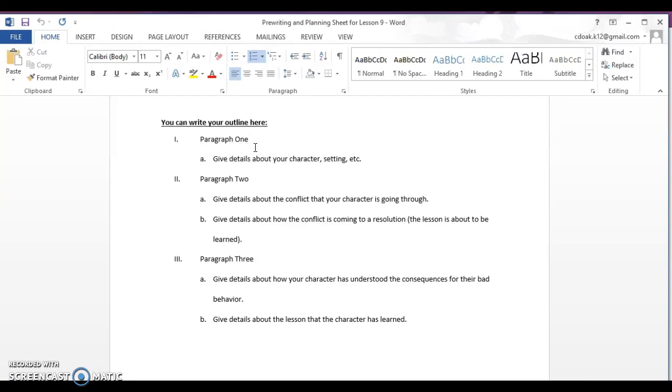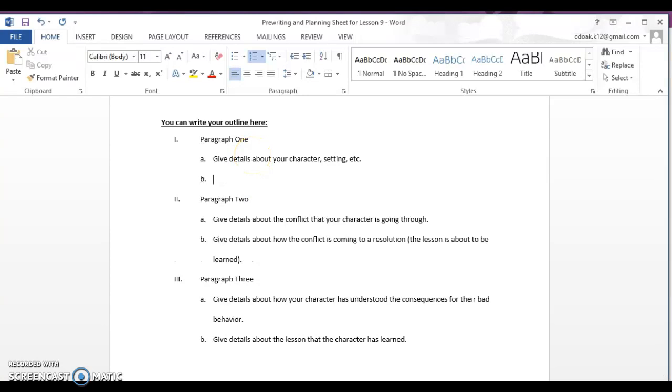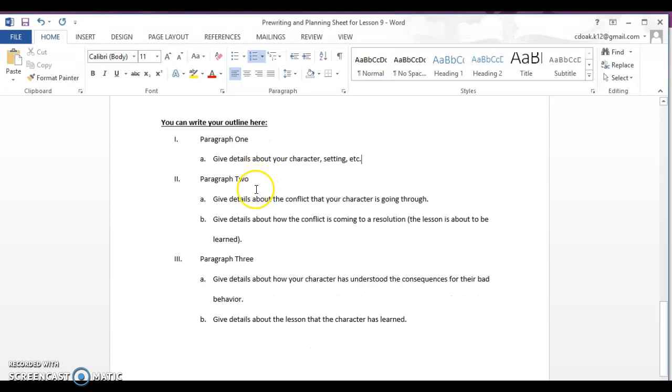So you could always put character details or something, okay? You can give us details about who your character is, like how old they are, where they live, stuff like that. Just introduce us to what's about to happen. Maybe introduce us to their personality, like if they're selfish or something like that. Introduce us to that in paragraph 1. You can add another detail right here, just hit enter and it will give you another detail to add, and that is totally fine.